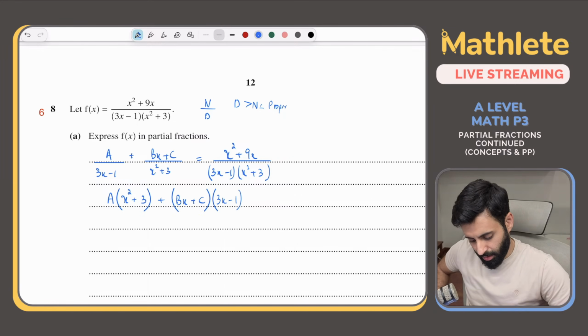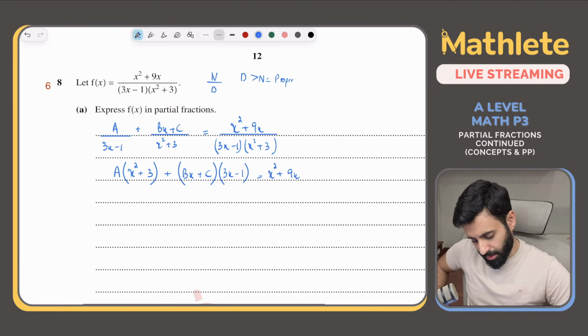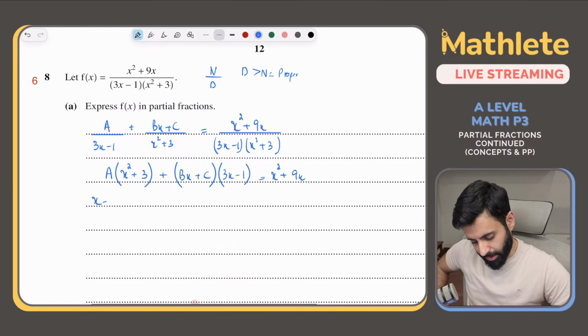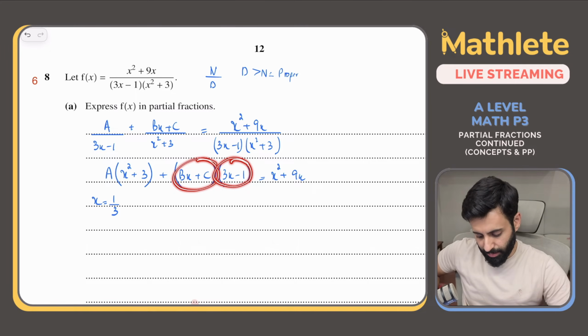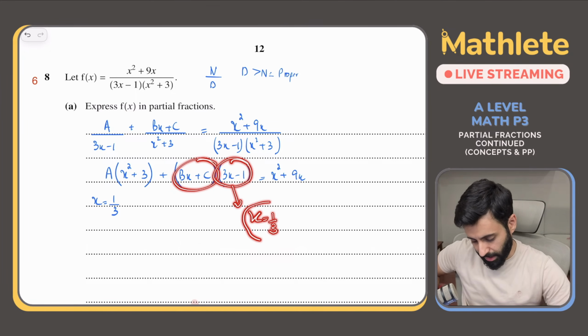Theek ho gaya? And what is this equal to? This is equal to x square plus 9x. So let's start substituting values. Let's start with x equals to 1 upon 3. And this is the sequence that you should follow. First, get rid of b and c together by substituting a value of x which makes this fraction equal to 0, and that is x equals 1 upon 3.